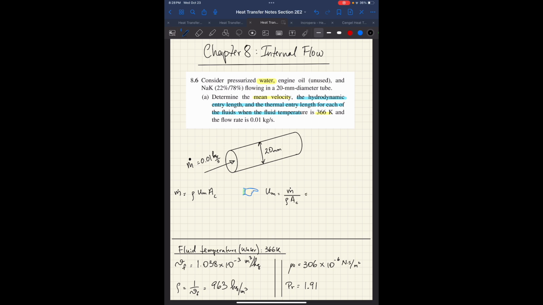So let's write that down. We have here m dot, we have rho. The cross-sectional area is pi r squared. We have the diameter, though, so I'm going to write it as pi d squared over 4. Okay, but that's your cross-sectional area. You can plug in your numbers, and it's quite straightforward at this point.